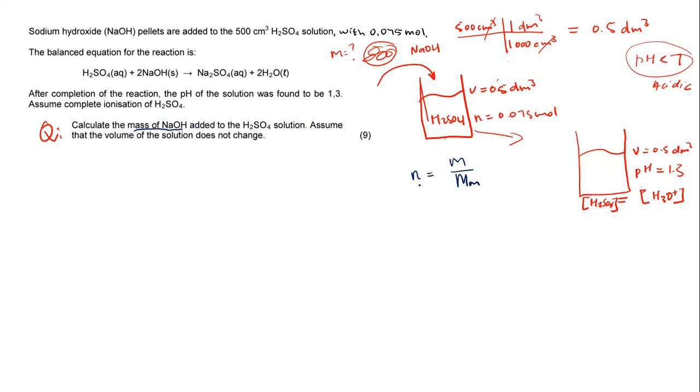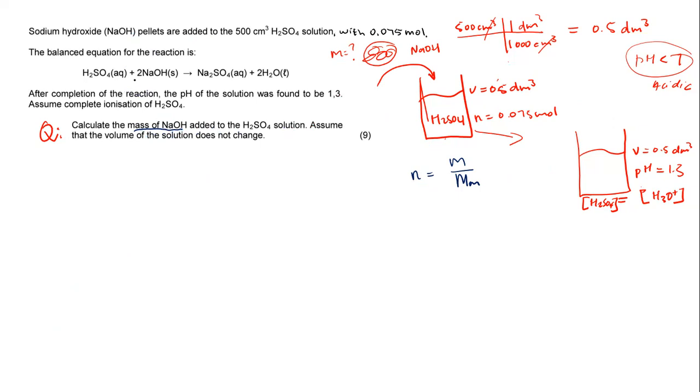That means we're going to need the number of moles of sodium hydroxide and the molar mass of sodium hydroxide to determine the mass of sodium hydroxide. It's simple to get the molar mass because we're going to use our periodic table. But how are we going to get the number of moles of sodium hydroxide added? Now, this is how we're going to get it.